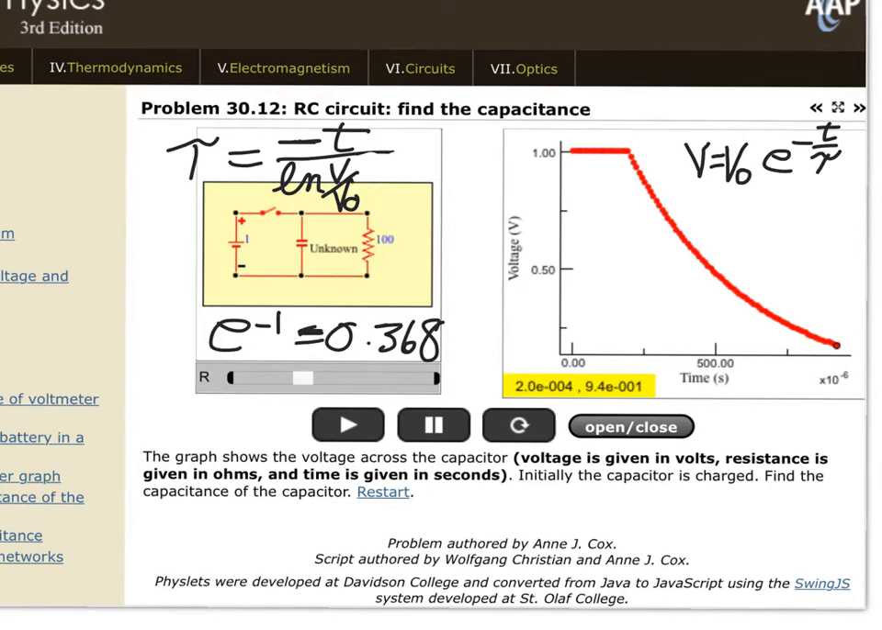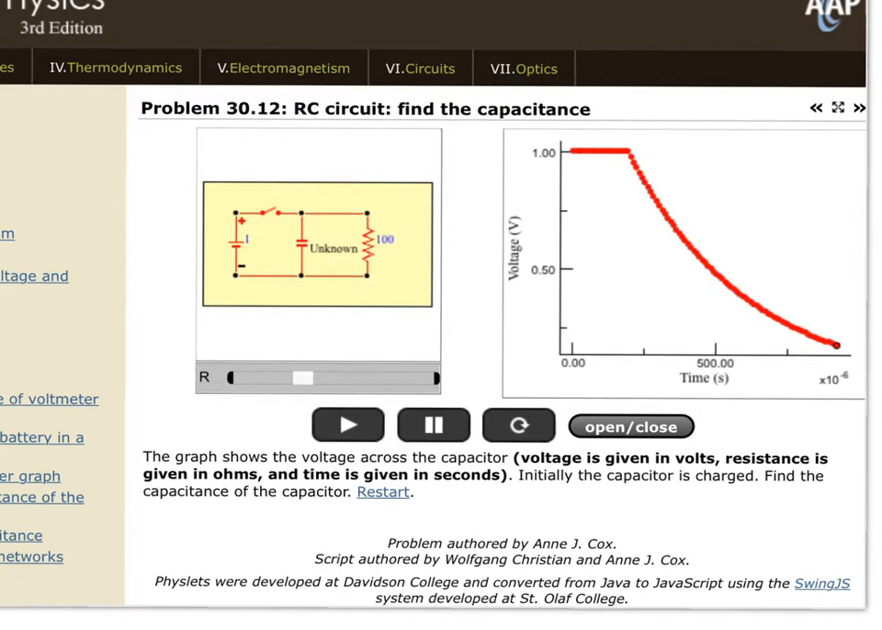You can see if I put the cursor over that starting point, I get the voltage and the time, and then if I follow the curve down until I get the value of 0.37, so right about there, measure the time, get the difference in time, and that will be the time constant.